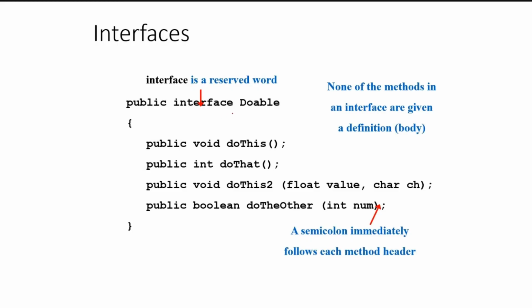So now see this, there is an interface Doable. How many abstract methods are there in this? There are 4 abstract methods. This is 1, this is 2, this is 3, and this is 4. So these are the abstract methods. And the signs that they are abstract methods: number 1, they are in an interface. Number 2, after just the header, you will find the semicolon.